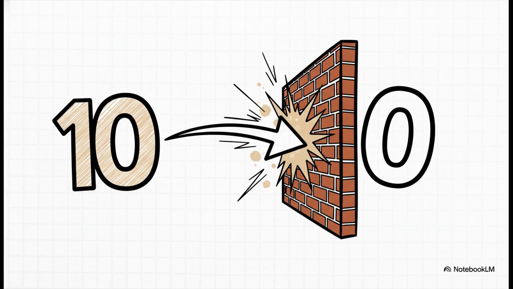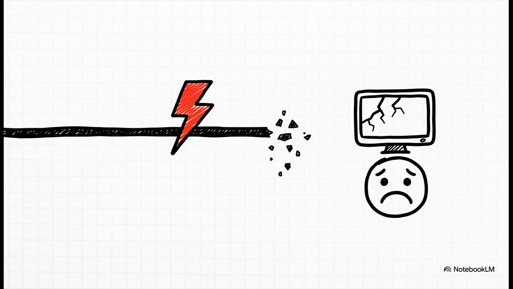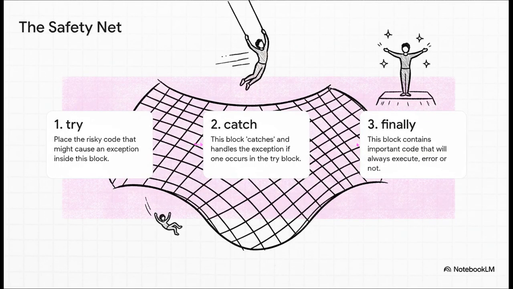So what happens then? Well, you get this. A big, scary-looking error message called an exception. And if you don't have a plan in place to deal with this error, it will stop everything in its tracks, and your entire program will crash. That's not ideal. We need a safety net. And here is our safety net, the try-catch-finally block.